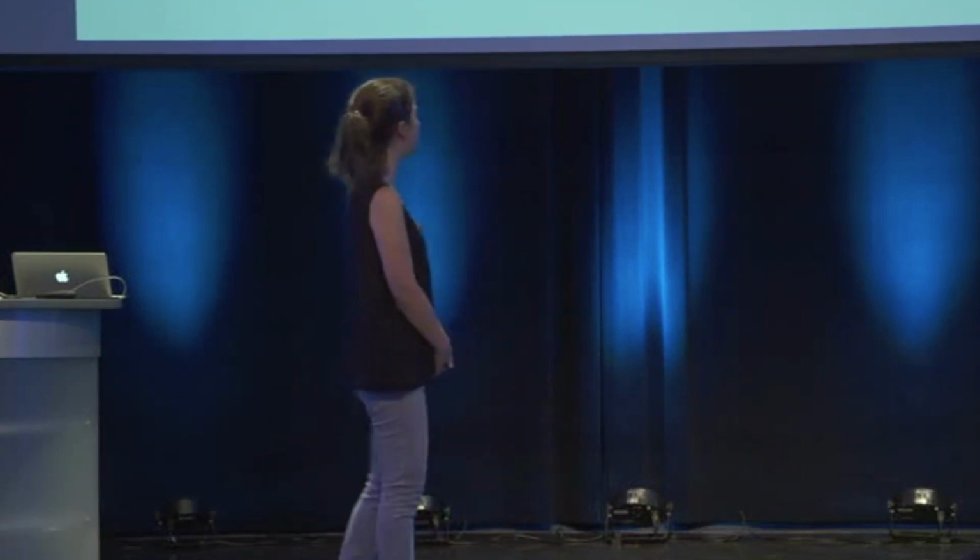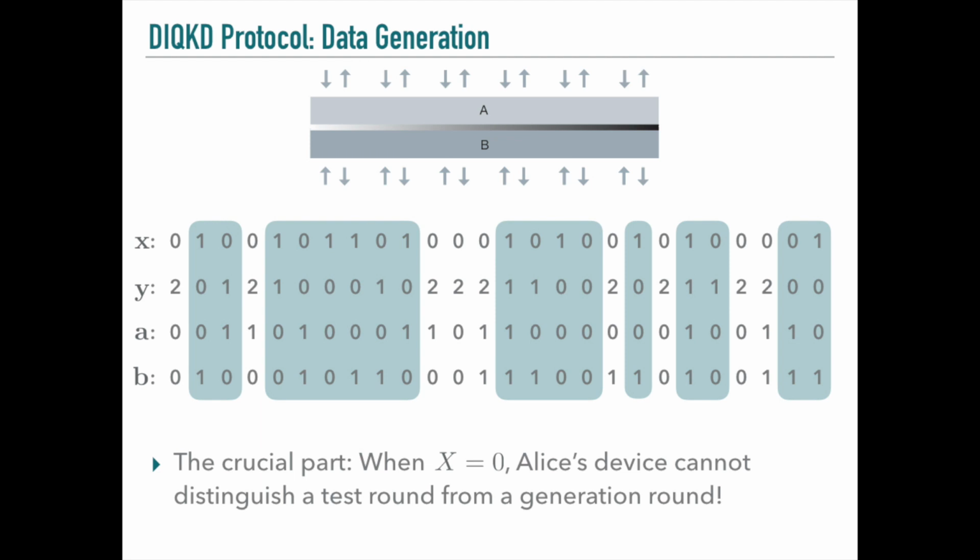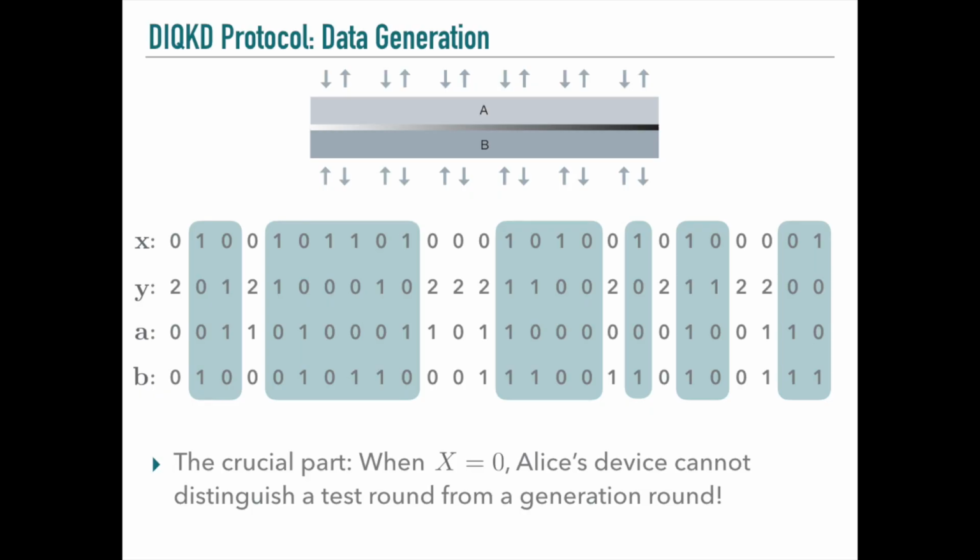It just holds. So what happens here, you can also see. Okay, the device was prepared in advance when the adversary doesn't know yet which rounds are going to be test rounds and which rounds are going to be generation rounds, right? So now we think of Alice's device, and you see there is no 2. There is only 0 and 1.